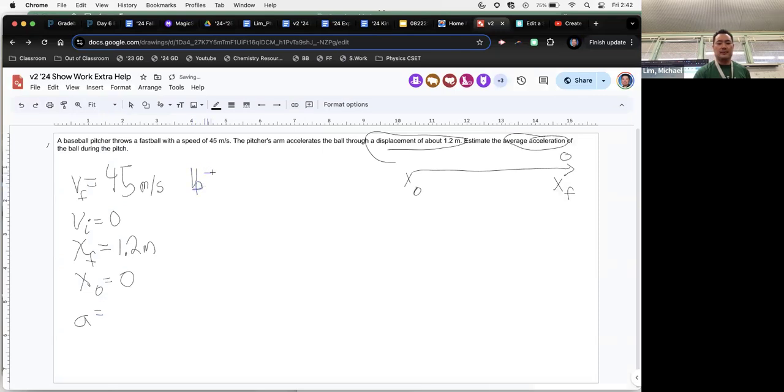VF equals square root of VI squared plus 2A triangle X. Good thing we talked about VF and VI because otherwise we wouldn't know. VF is final velocity. VI is initial velocity. VI is 0. VF is 45.